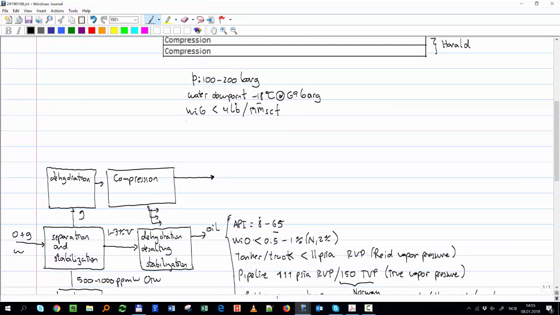Then we have another thing that we have to take into account, which is CO2. CO2 has to be less than 2.5 mole percent, because of different reasons, but mainly to avoid corrosion. H2S, because of safety and corrosion, the same thing, has to be less than 5 ppm.